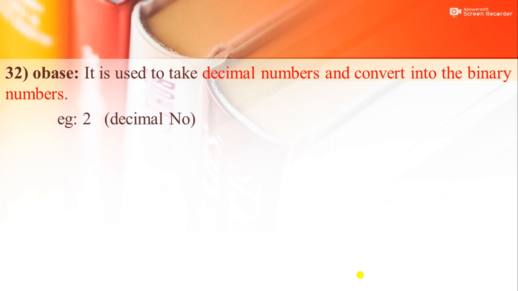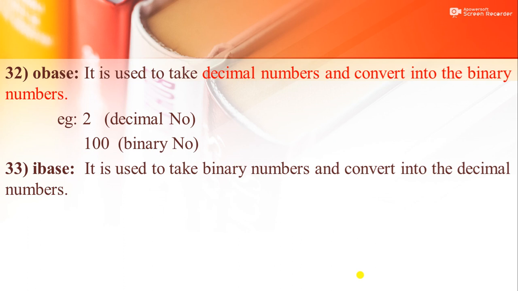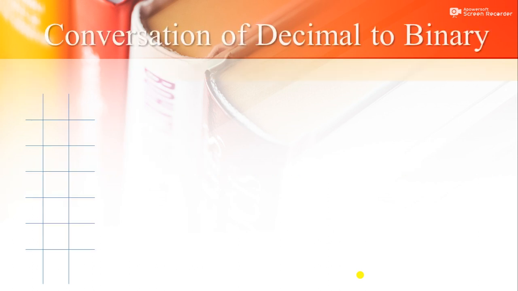For an example, if we have taken the 2, that is decimal number, and it converts, that binary number will be 100. Next, I base. It is used to take the binary number and convert into the decimal number. Example, suppose we have taken the 100 number as a decimal. So it converts into the decimal number, it will be 2. So let's see how to convert the decimal to binary and binary to decimal.